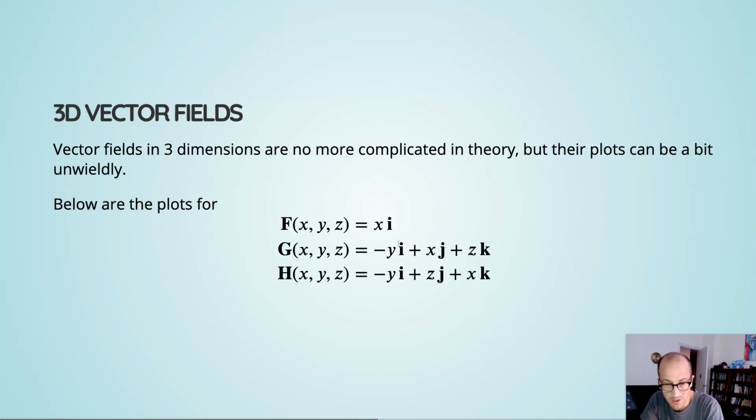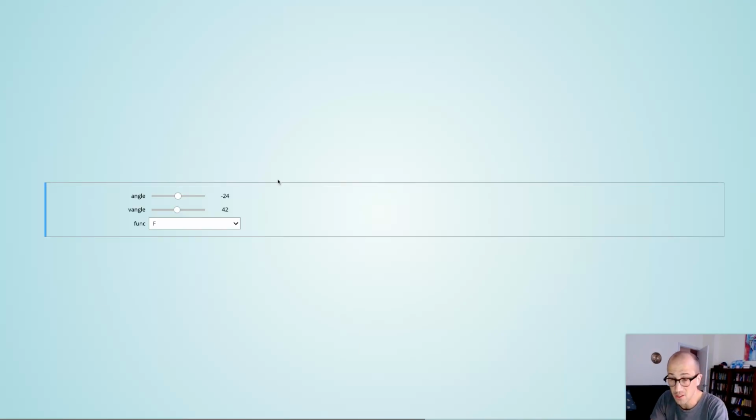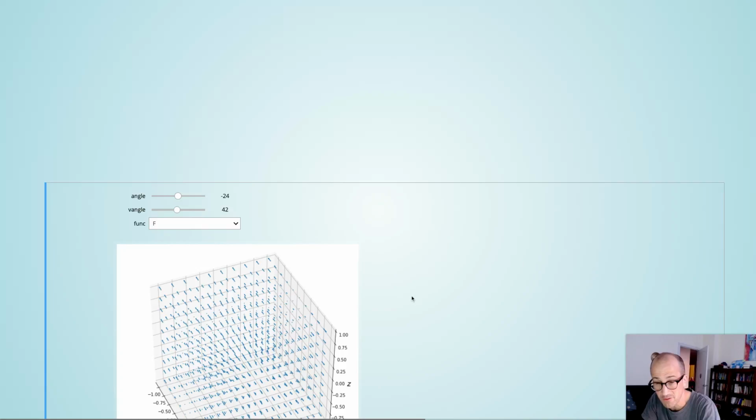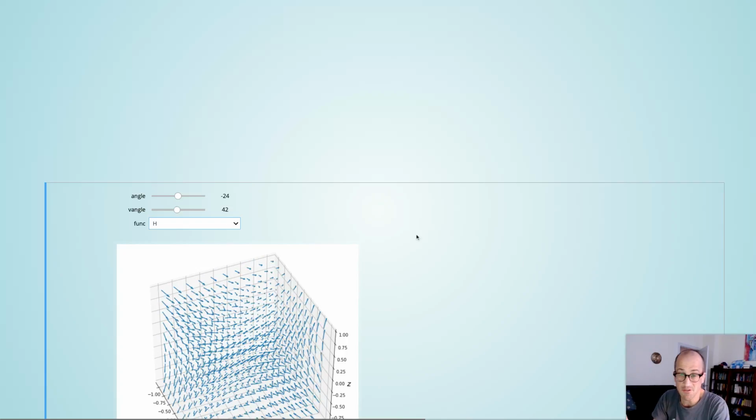And then even with simple mixing up of our functions, the problem with 3D vector fields is they get a little ugly. Here's that picture of just x i. And here are some of the other pictures. You can play around with these with the slides. Great for computers. Don't graph these by hand. You're going to drive yourself nuts doing it.